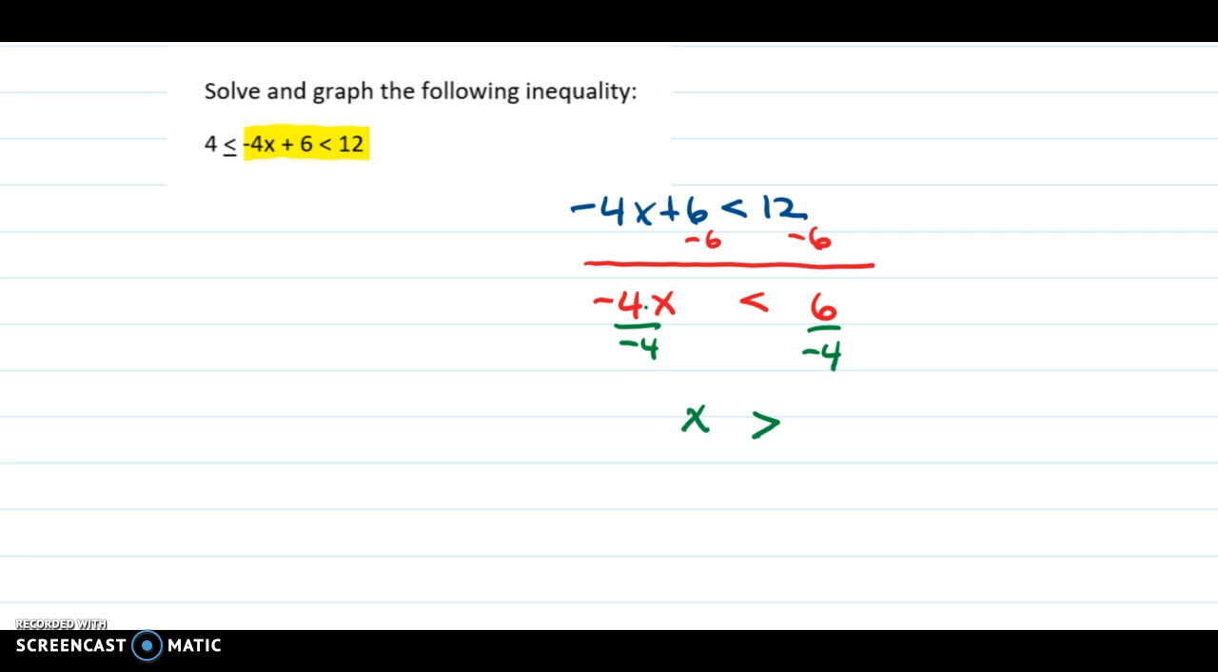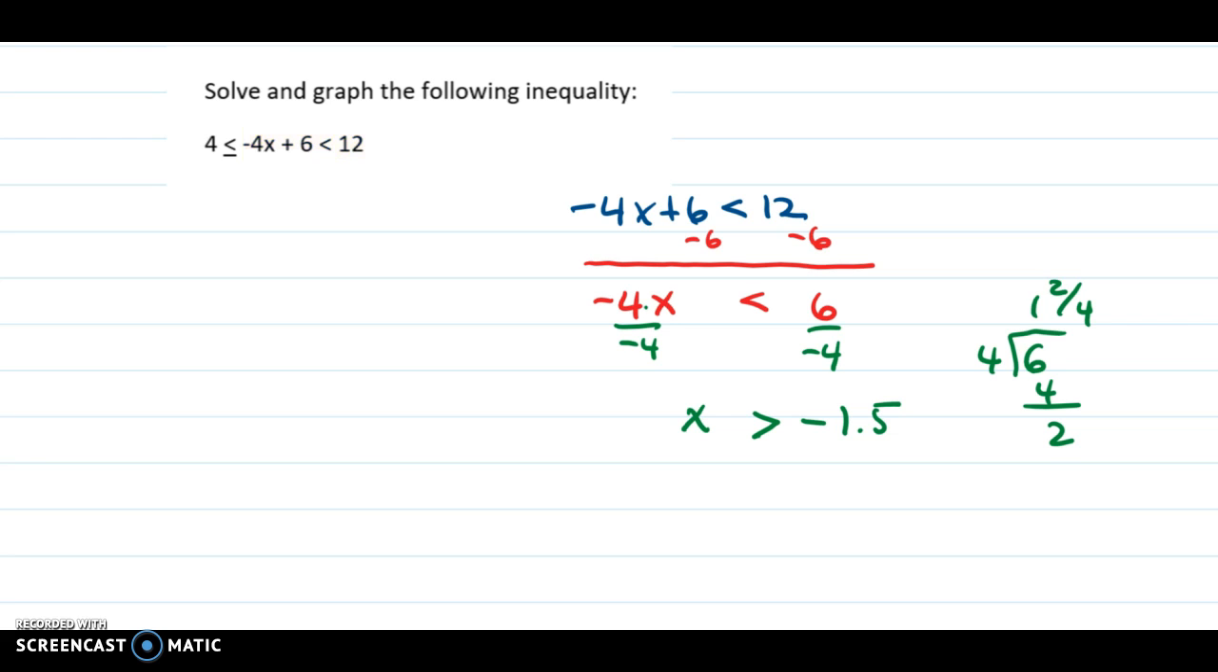And we get x is greater than 6 divided by negative 4. A positive divided by a negative is negative. And 6 divided by 4, 4 goes into 6 once with a remainder of 2. So 1 2/4 or 1 1/2. So we get x is greater than negative 1.5.